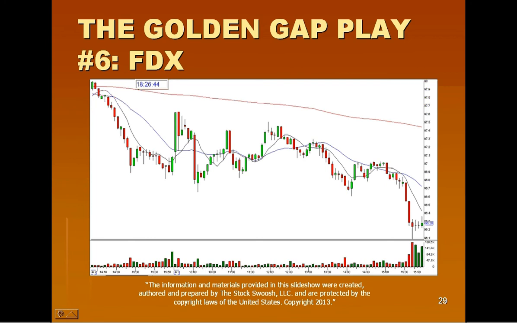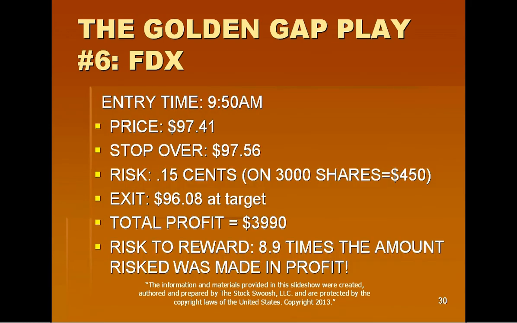And number 6, on the third, another play in this. Entry time was 9:50, price was 97.41, stop over 97.56. This is 15 cents risk. On 3,000 shares, it was $450. The target was 96.08, and the profit was almost $4,000 again. 8.9 times the amount you risked.